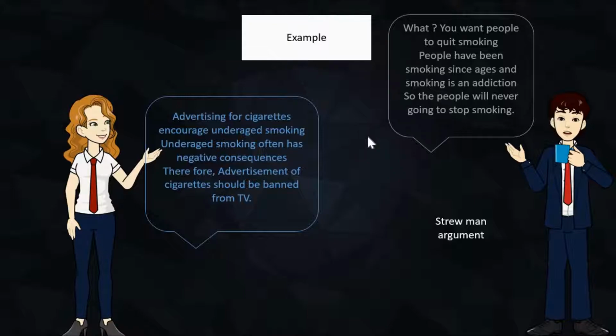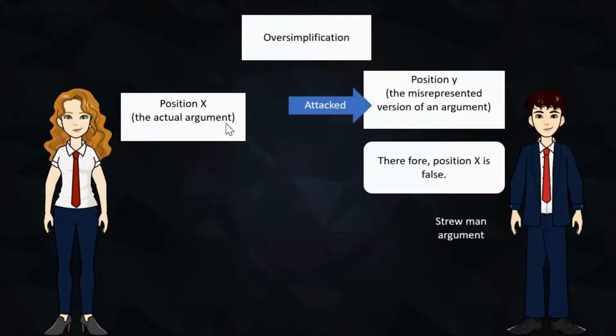Now it goes something like this. She gives the actual argument, which we are going to call position X. Now he misrepresented this actual argument, which we are going to call position Y. And then instead of attacking position X, he attacked position Y, which is the misrepresented version of the argument. And then he claims position X is false. So that's the strawman argument.